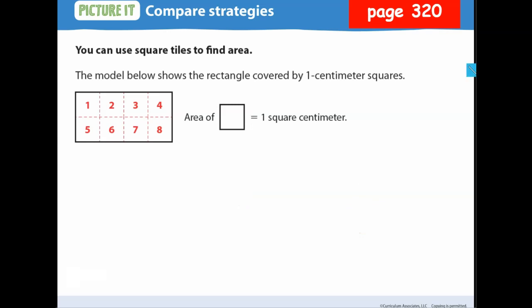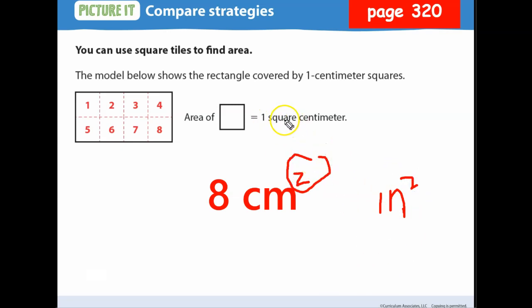The video was going to tell you that every time, for example, it's 8 cm, and then there's a little 2 here in the corner like this. The little 2 in the corner tells me that it is square centimeters. If it was inches, it would be in with a little 2 there. As long as you have the little 2 there, that tells me that's square, whatever the measurement is. In this case, it is centimeters square.